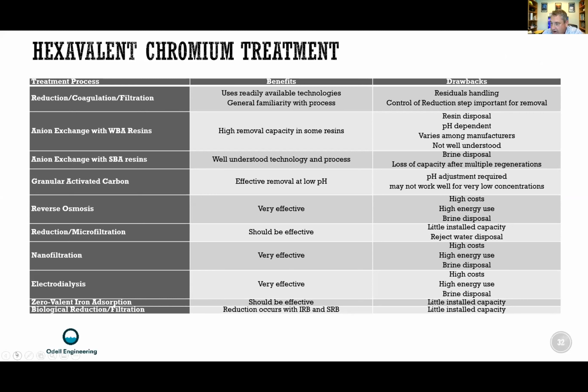Just a couple more, hexavalent chromium. There are lots of interesting research projects going on with ways to remove hexavalent chromium. The best available treatments that were listed in California when they had a regulation were reduction, coagulation, filtration, and anion exchange, along with RO.